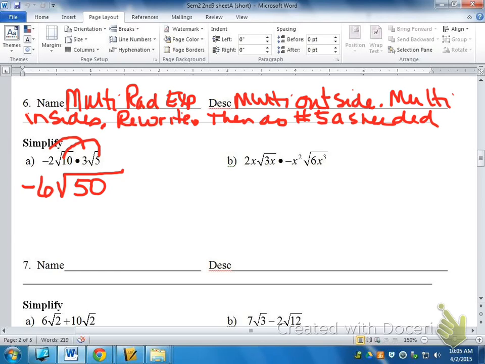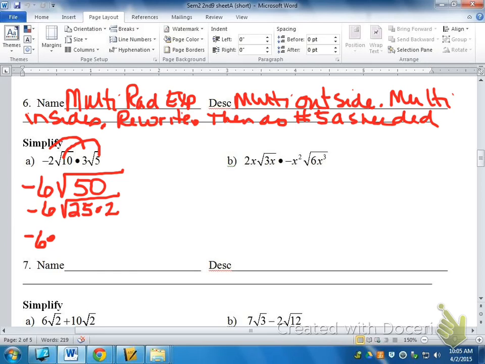Can radical 50 be reduced? Are there any perfect square factors in 50, Jordan? Not 49. You got to come up with a factor of 50 that's a perfect square. 25. So what you're going to do with this is you're going to say negative 6 radical, and then for 50 you're going to say 25 times 2. Everybody good with that?